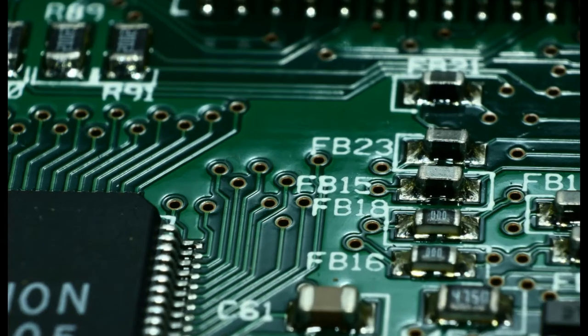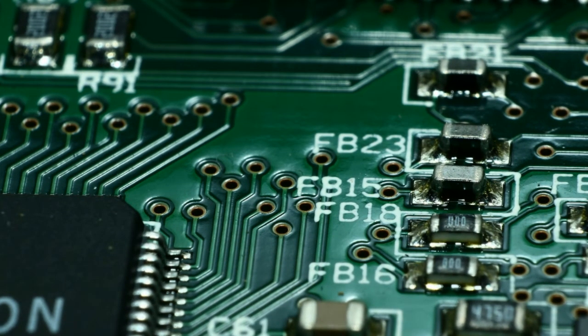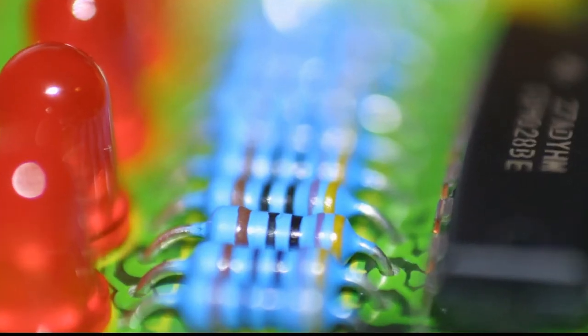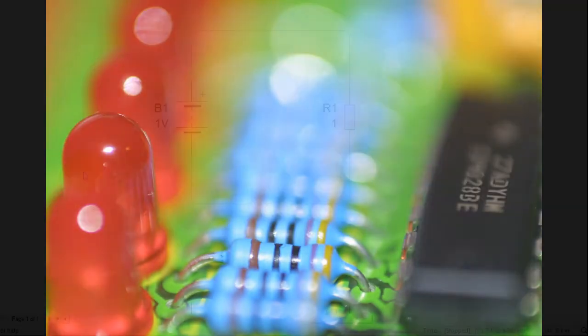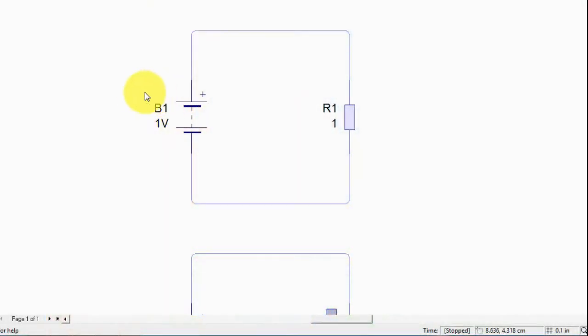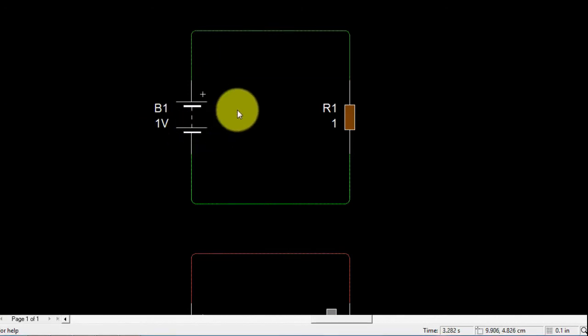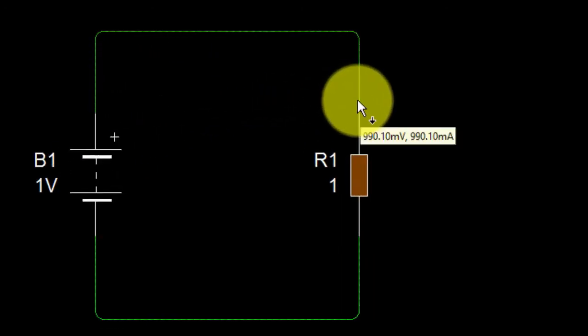How the resistor works in a closed electronic circuit and how current flows across a resistor, you can see in the following simulation. This is the voltage source. This is a resistor. Both are connected in a closed circuit. This is the current flowing in the circuit.